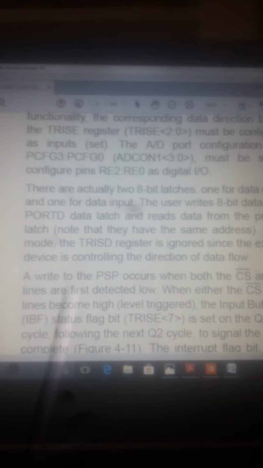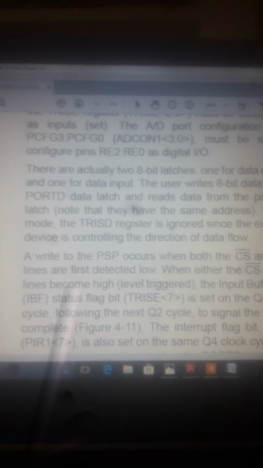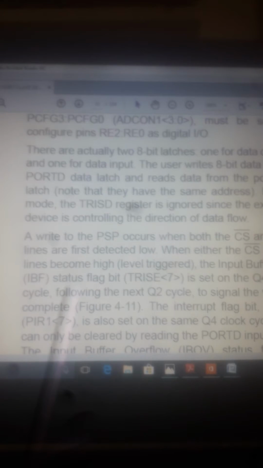A write to the PSP occurs when both the chip select CS bar and write bar lines are first detected low. When either the chip select or write bar lines become high, that is level trigger, the input buffer full IBF status flag bit is set on the Q4 clock cycle, following the next two Q2 cycles, to signal the write is complete. The interrupt flag bit PSPIF is also set on the same Q4 clock cycle. IBF can only be cleared by reading the port D input latch. The input buffer overflow status flag bit is set if a second write to the PSP is attempted when the previous byte has not been read out of the buffer.